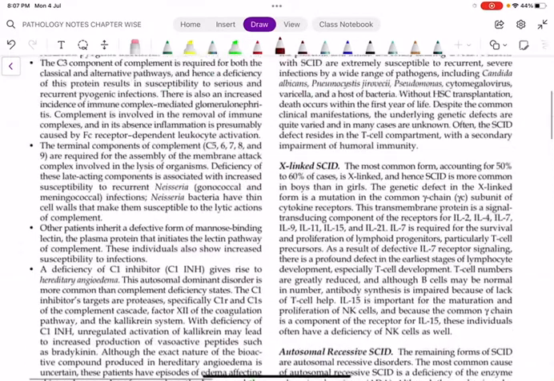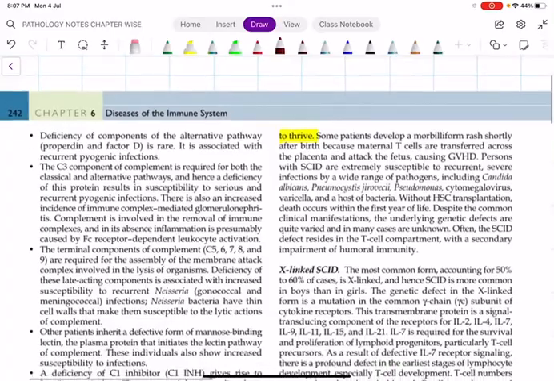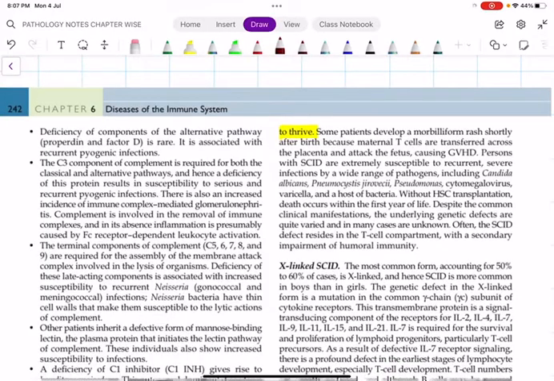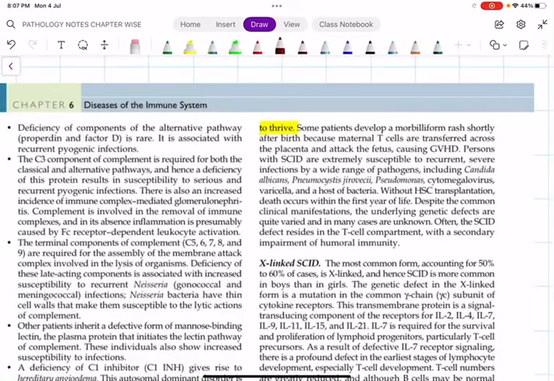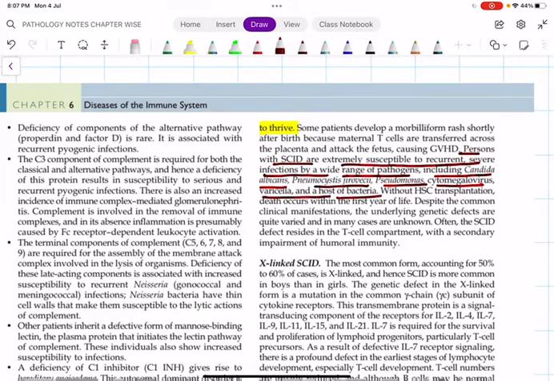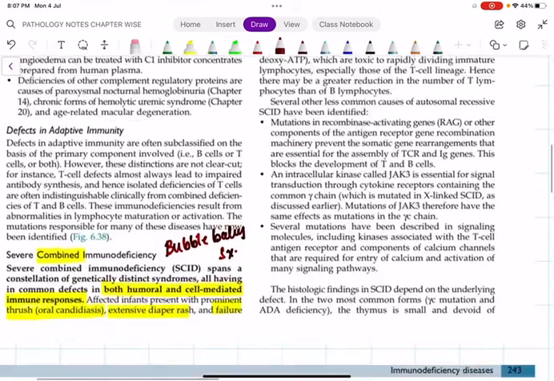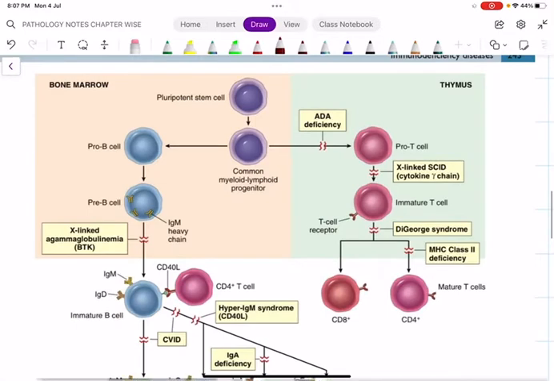Remember, both their humoral as well as cell-mediated immune responses are affected. So persons with SCID are extremely susceptible to recurrent severe infections by a wide range of pathogens, including Candida albicans, Pneumocystis jirovecii, Pseudomonas, cytomegalovirus, varicella and other bacterial infections. Remember, children, we have two inheritance patterns for SCID.